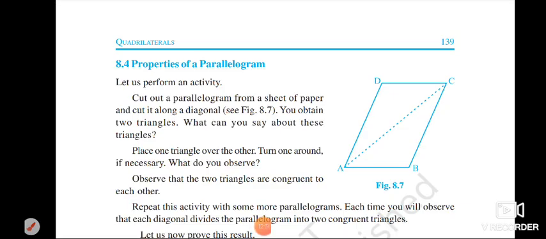Then after, next is properties of a parallelogram. Now what are the properties of a parallelogram? We will study each property of a parallelogram in the form of a theorem. We have up to theorem number 8.10. There we will study one by one each and every property of a parallelogram. So the first theorem, which you have to prove, is theorem number 8.1, an important theorem.